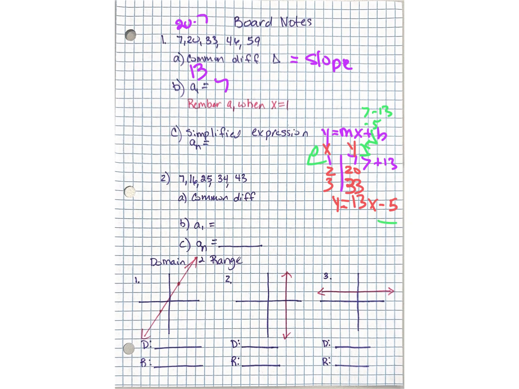So how would you write your answer? Not with x, because it's a sub n, so it's just 13n minus 6.